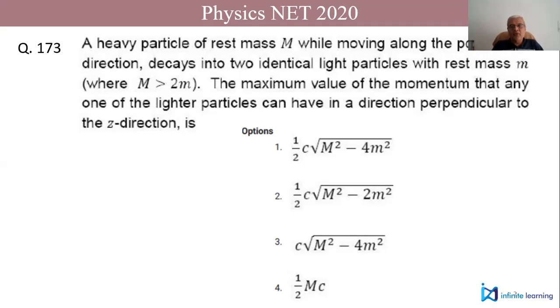But why do you take the square? You could simply take energy as Mc square minus 2m times c square, correct? Why did you take the square? And second thing is, what did you do with this initial speed? The heavy particle was moving. So what did you do with that part of the energy that you have completely ignored?